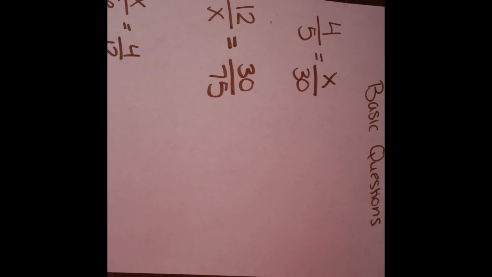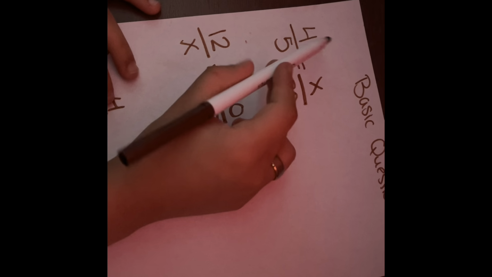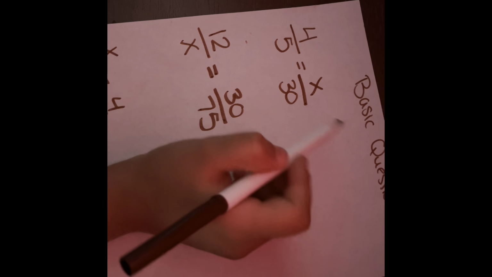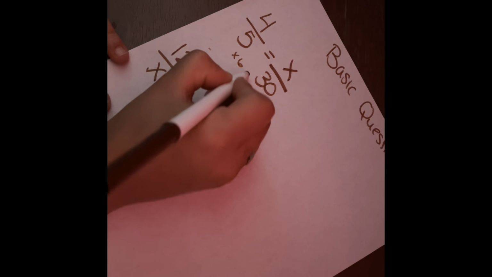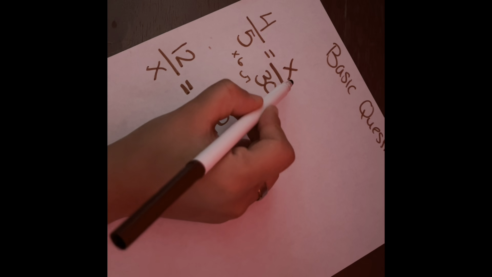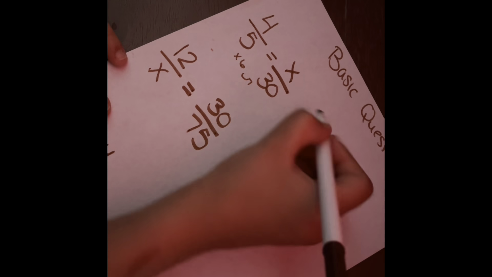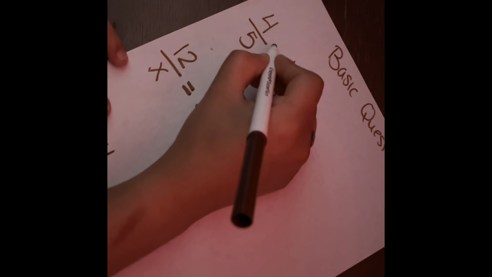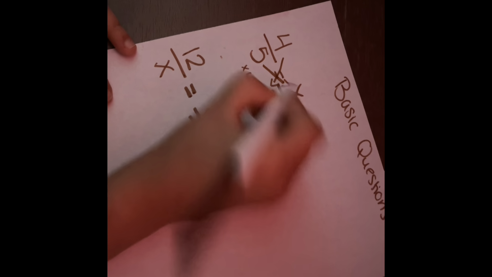So for this one, 4 over 5 equals x over 30. The first thing you should look at is the numbers and if they relate. In this case, they do because 5 times 6 makes 30. And now we have to figure out what x is. For this equation, you would first have to cross multiply. So you would do 4 times 30 and 5 times x.